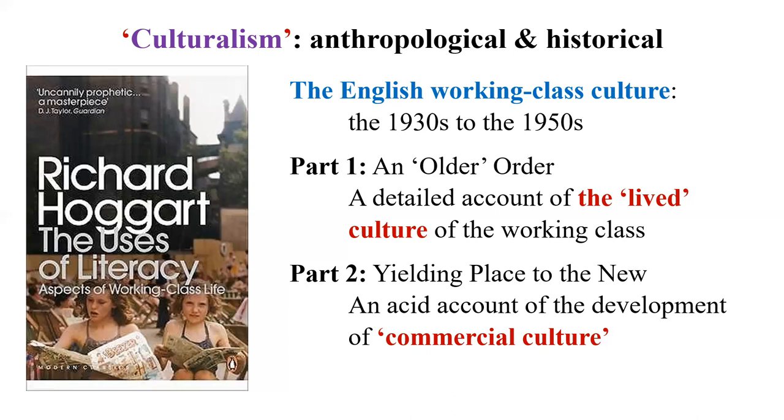But part two of the book moves from that to another topic, yielding place to the new. Here, Richard Hoggart is bitter in the sense that he gives an acid account of the development of commercial culture. So he sees commercial culture as something that destroys the lived culture of the working class. How commercial culture almost colonized this lived culture, right? So that's the second part of this book.